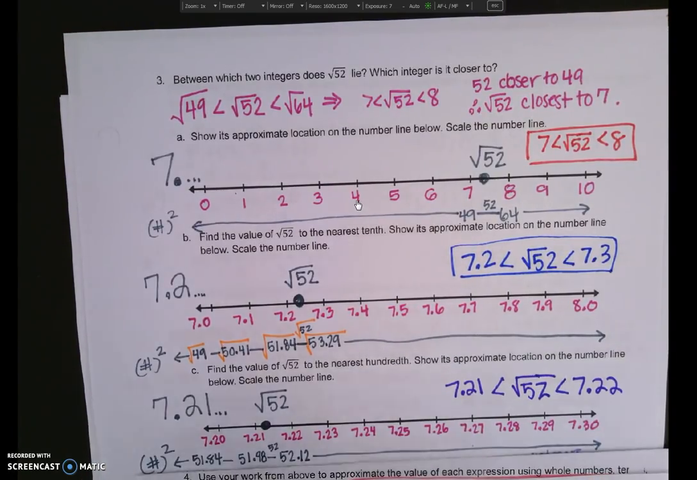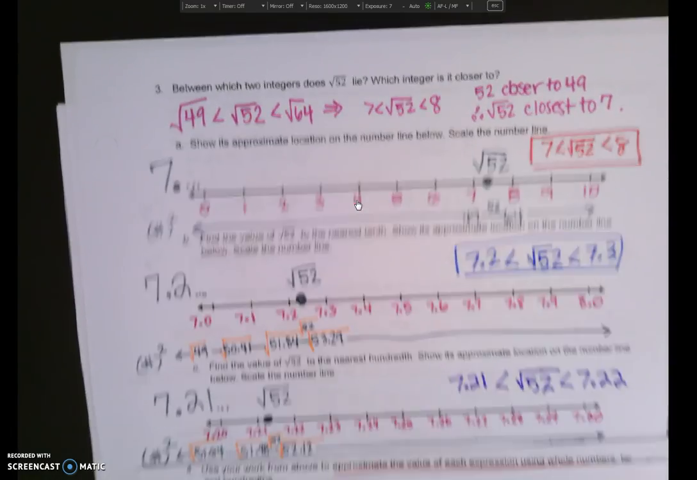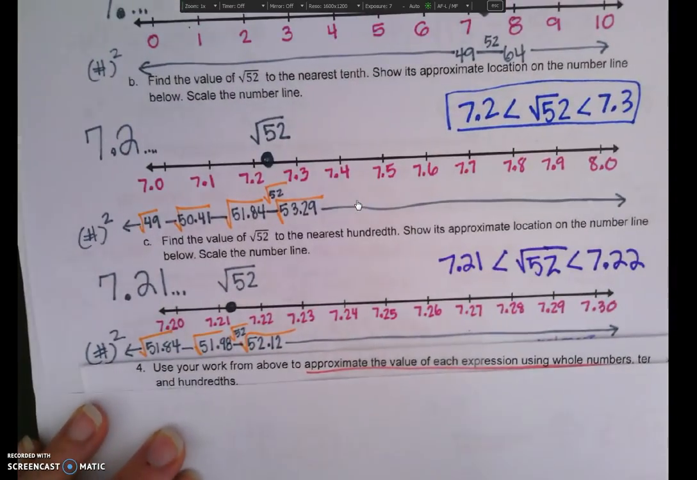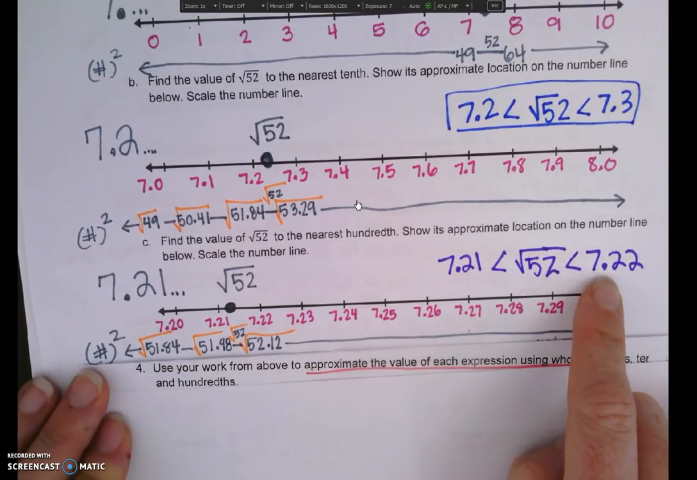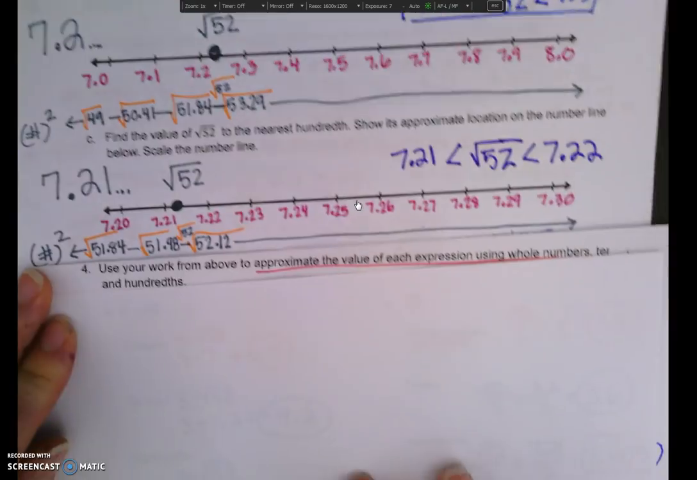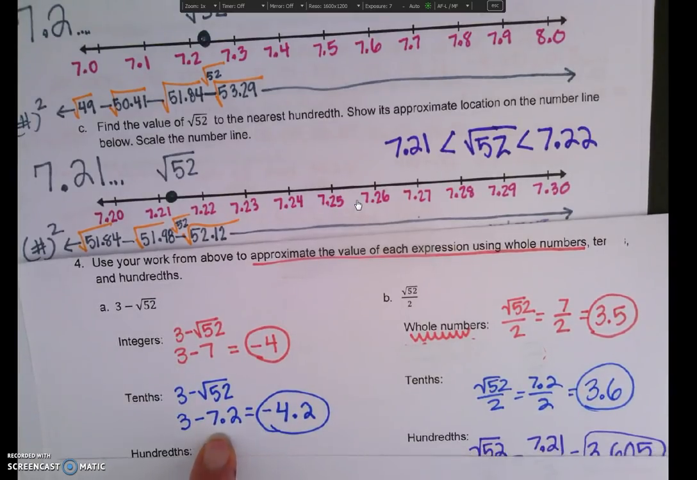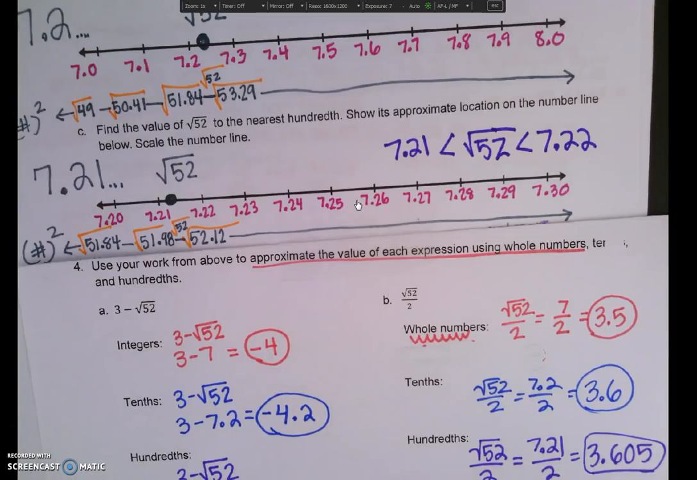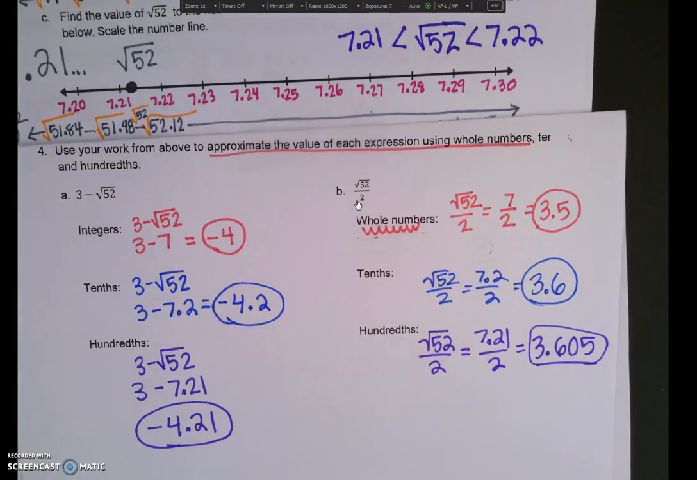And then to the hundredths, squaring those numbers, I found that radical 52 is between 7 and 21 hundredths and 7 and 22 hundredths. So then when I got to doing the work, I knew that I was using 7 for my integer approximation, 7.2 for my tenths, and 7.21 for my hundredths, making that arithmetic. Remember, you want to use the number that your value is closest to.